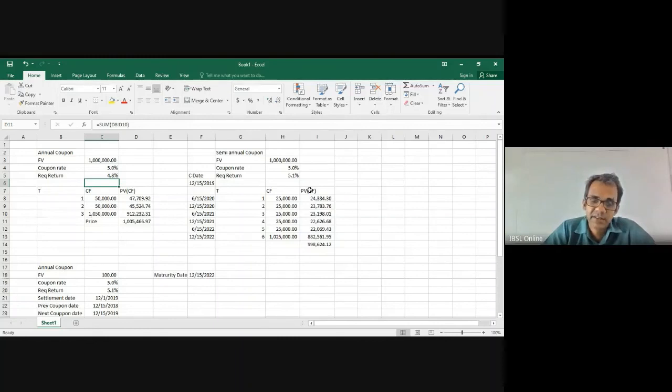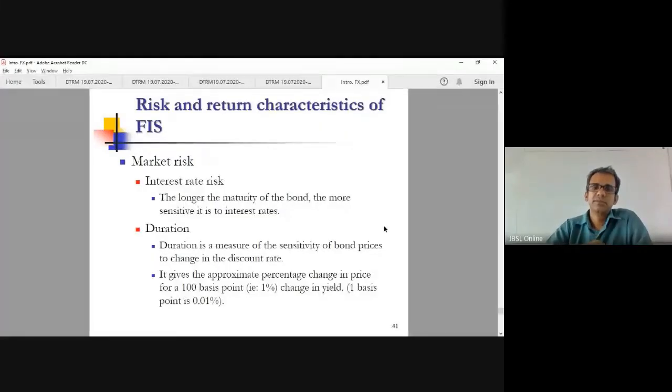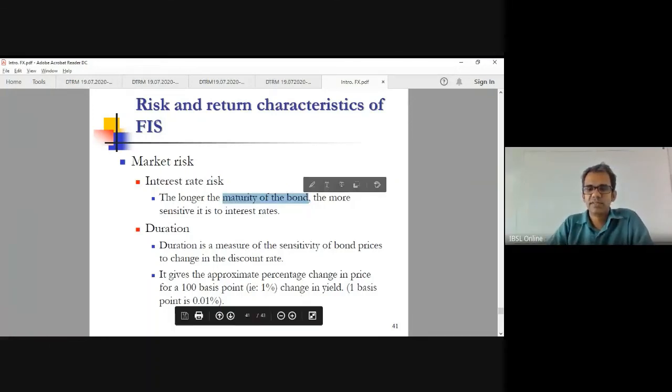On the other hand, what does it reflect? You could have waited one day and invested your money at a higher rate than what you got yesterday. So that risk is there, which is called the interest rate risk or the market risk. When the interest rate changes, price changes, and when the maturity of the bond is long, price sensitivity is also high. I can show you that one as well.